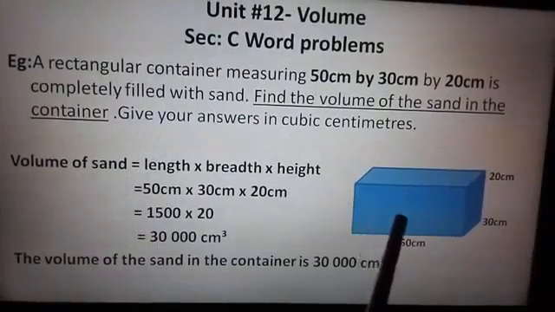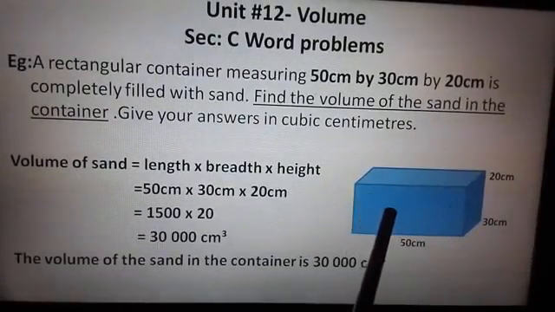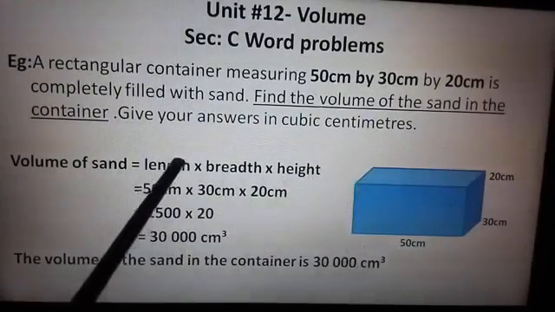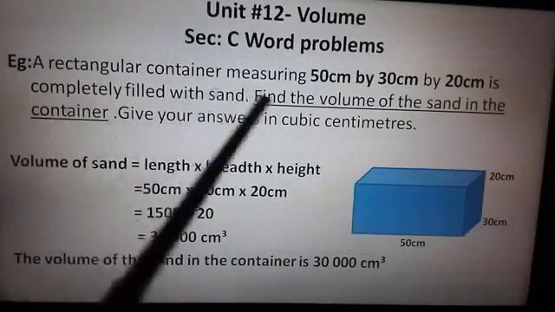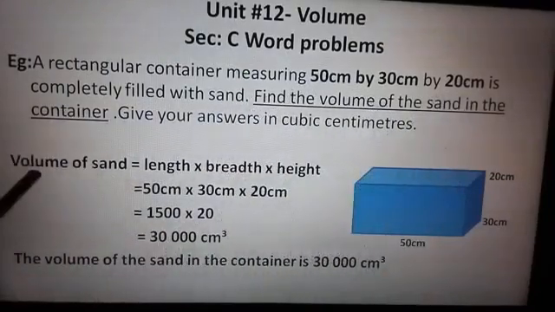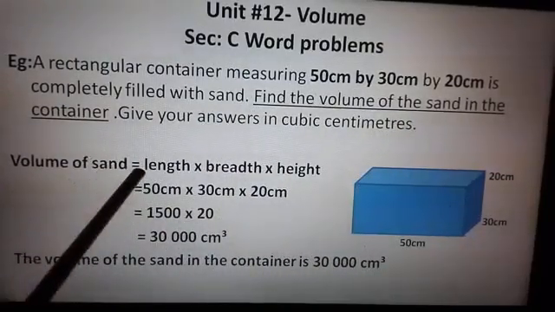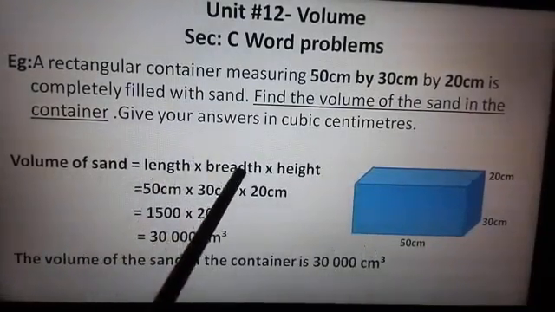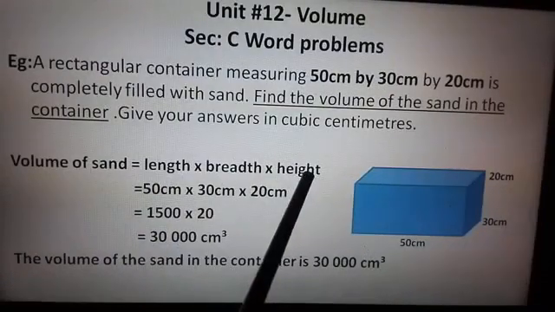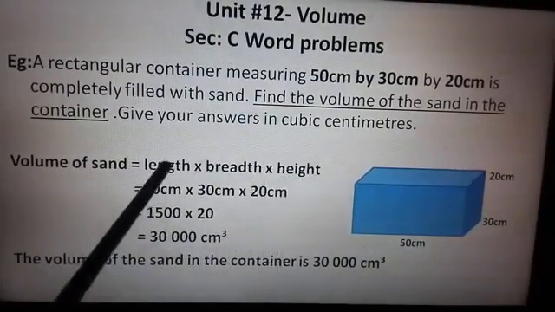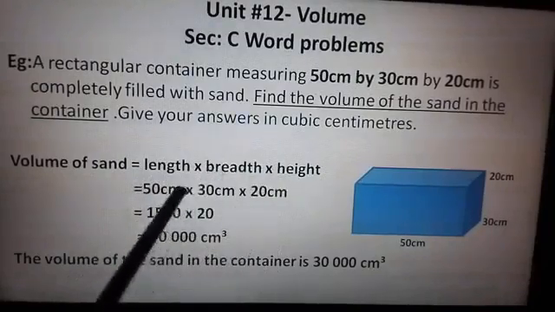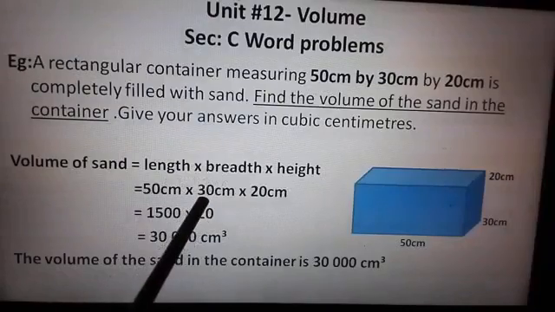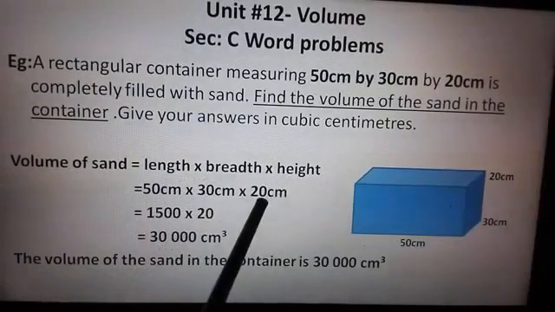So we already learned how to find the cuboid volume by using the formula. The formula is LBH. The question is to find the volume of the sand, so you have to write volume of sand is equal to length multiplied by breadth multiplied by height. Now you can replace the length, breadth and height with the measurements: length 50 centimeters, breadth 30 centimeters and height 20 centimeters.